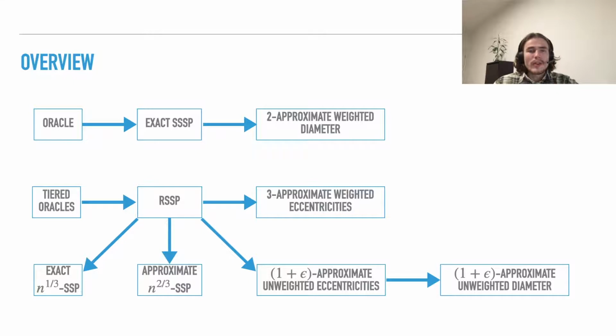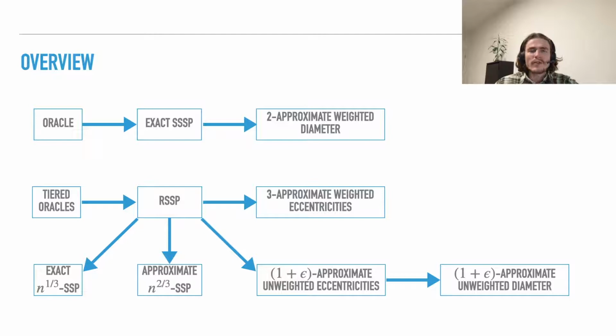In the bottom part, we show how to simulate tiered oracles. Then we use this simulation to compute exact distances from sources sampled with probability n^(-1/3). These results allow us to compute exact distances from a given set of n^(1/3) nodes, approximate distances from a given set of n^(1/3) sources, and compute 3-approximate weighted and (1+ε)-approximate unweighted eccentricities. The eccentricities result leads us to a (1+ε)-approximate unweighted diameter.